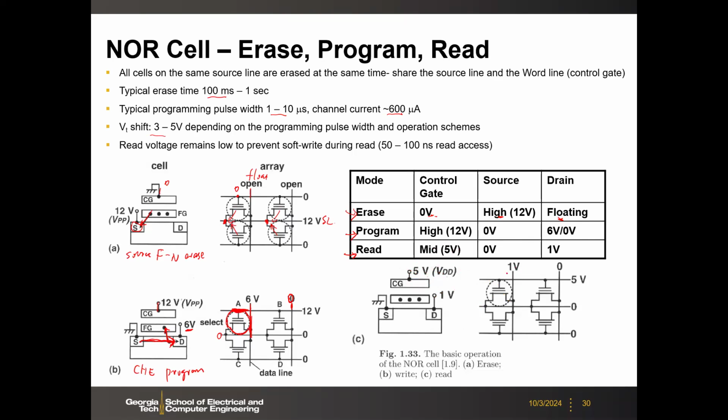For the read condition, again, you want to read this cell, okay? Then the word line is turned on, but with only 5 volts instead of 12 volts. And the bit line is also turned on, but here you only apply 1 volt to the bit line. So you do not have very large current. You have some regular operation of the transistor, like 1 volt drain voltage. So you do not create too many hot electrons. You just want to sense the drain current in the nominal way.